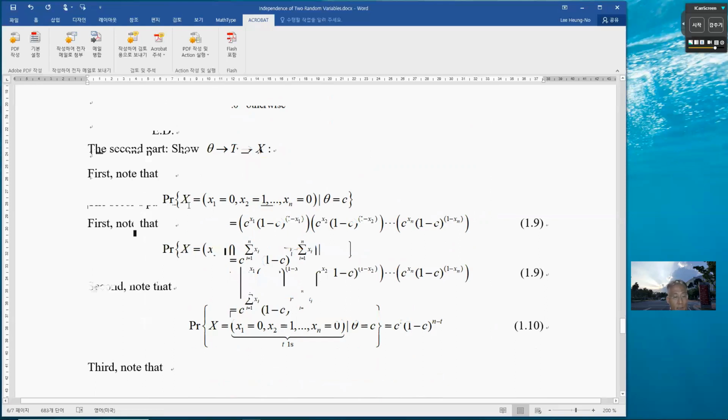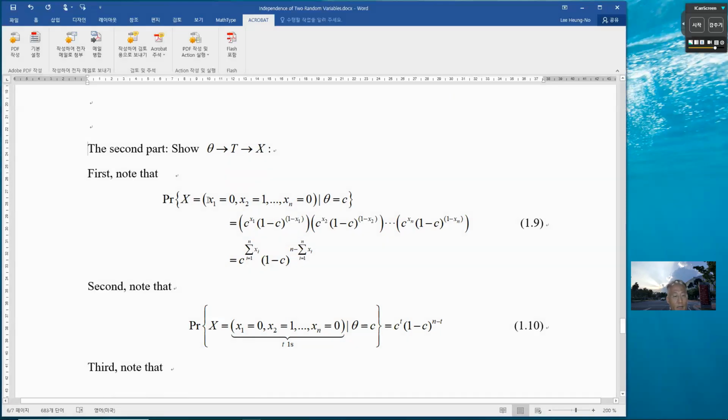The probability that x is equal to a particular vector realization, so we have x1 equal to 0, x2 is equal to 1, all the way up to xn, a particular realization given theta is equal to c. Then the probability can be given this way, because c is the probability that xi is equal to 1. So random variable x1 is equal to 1 with the probability of c.